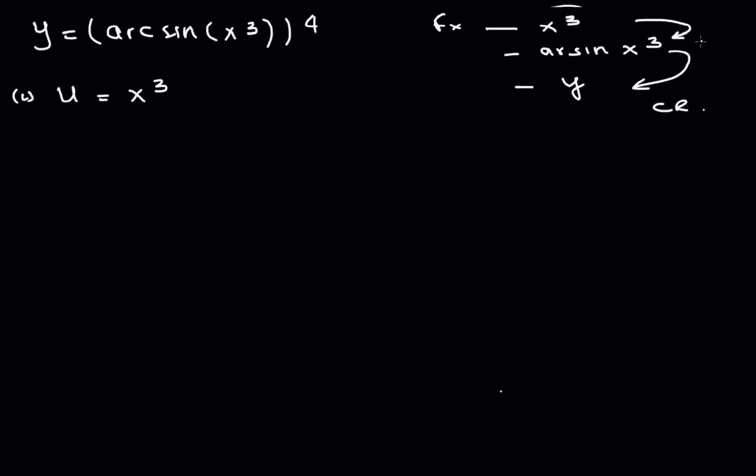We said the next function is arcsine x^3. But remember, it now has u here. So we're going to say v. You can use any letter you want as long as you can understand what you're doing. So v is arcsine u. That is our second function. Sorry, arcsine u. That's v.